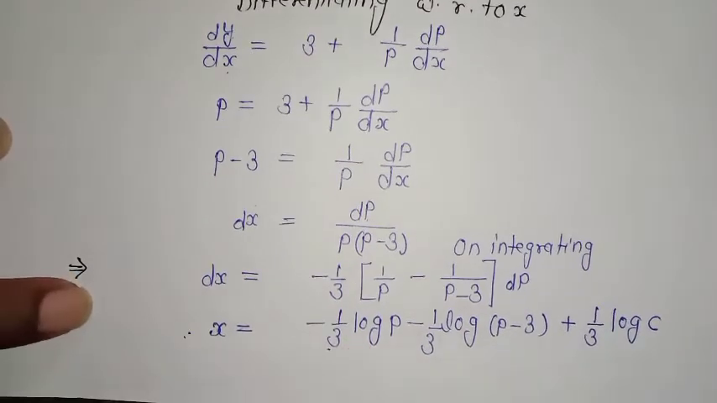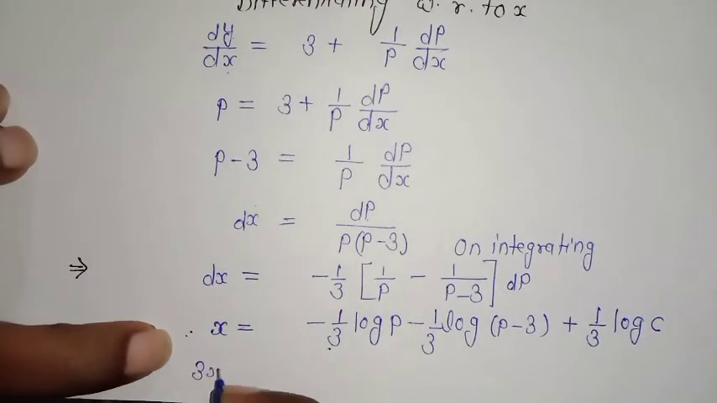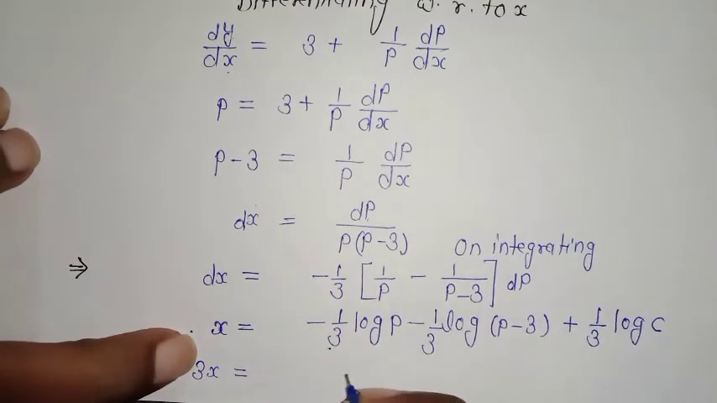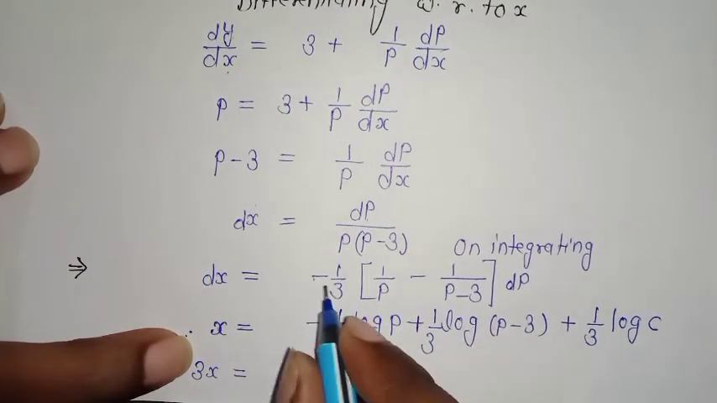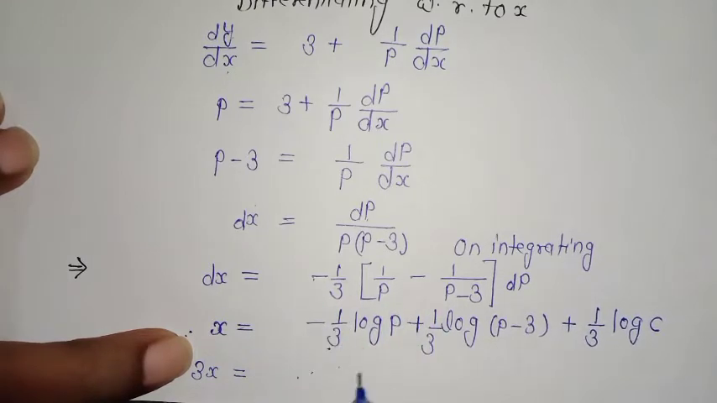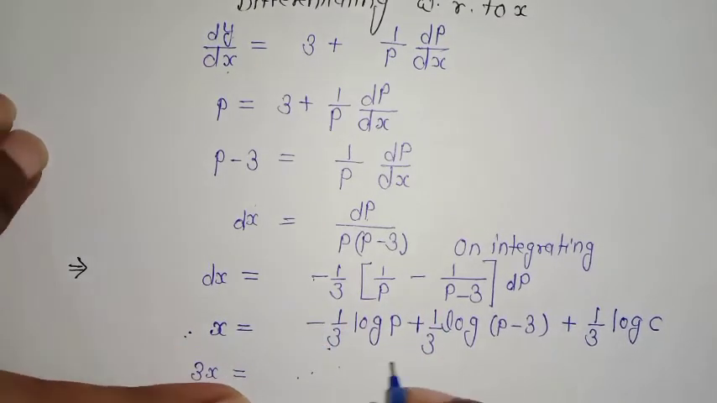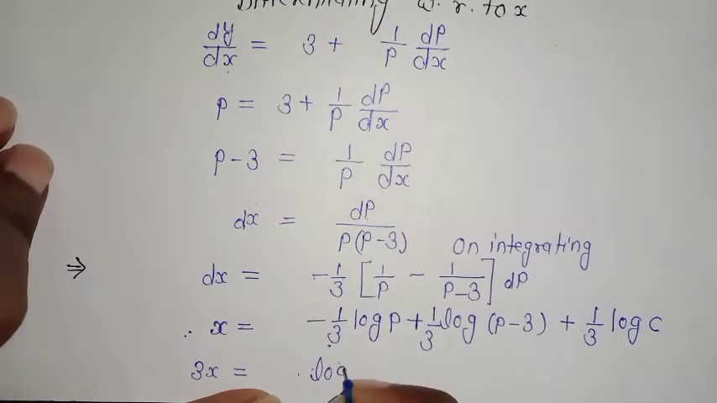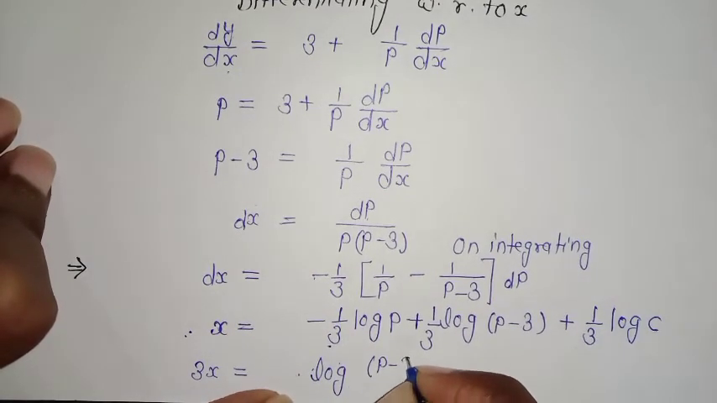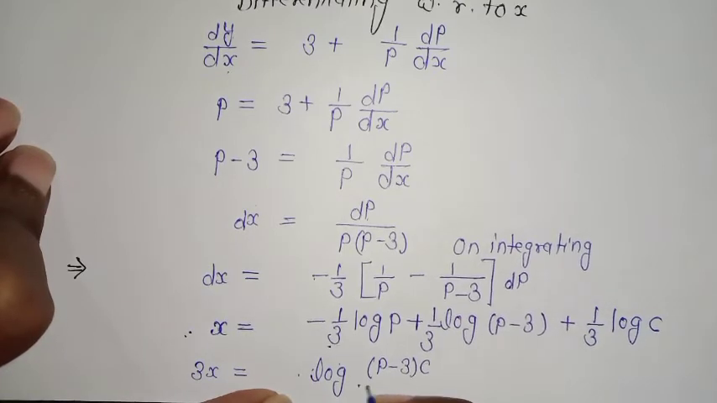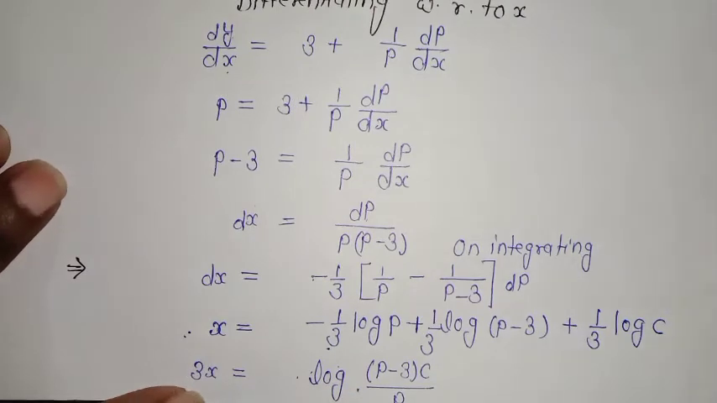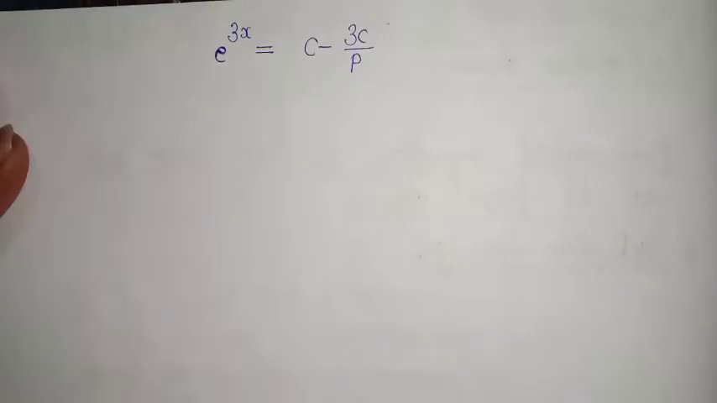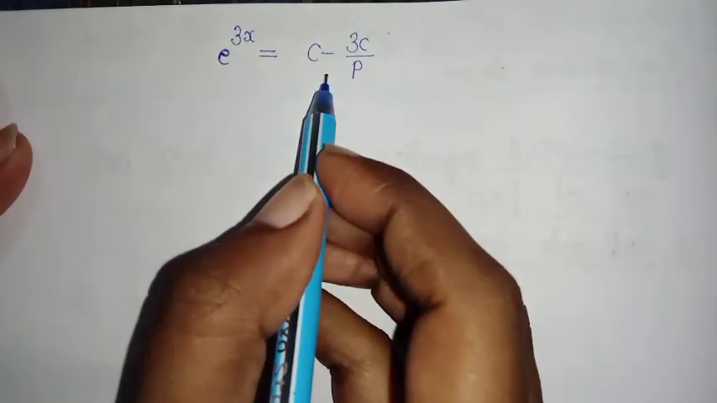Then I am taking 3 at this side, so this becomes 3x is equal to, sorry guys, this becomes minus minus plus, so this symbol is plus here, since we are multiplying negative inside. So if I apply the property of log, then it becomes p minus 3 into c by p. Now I am taking anti-log on both sides. So after taking anti-log, it takes this form.